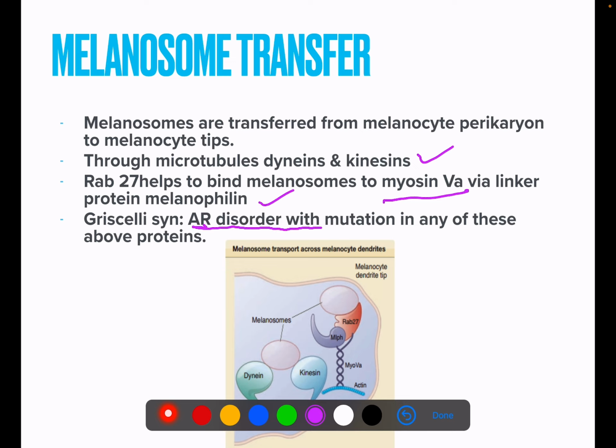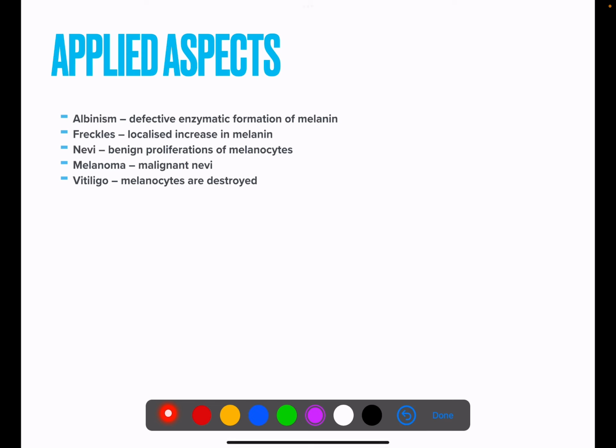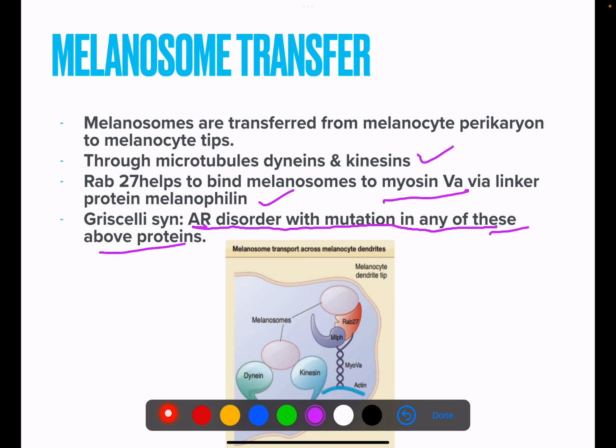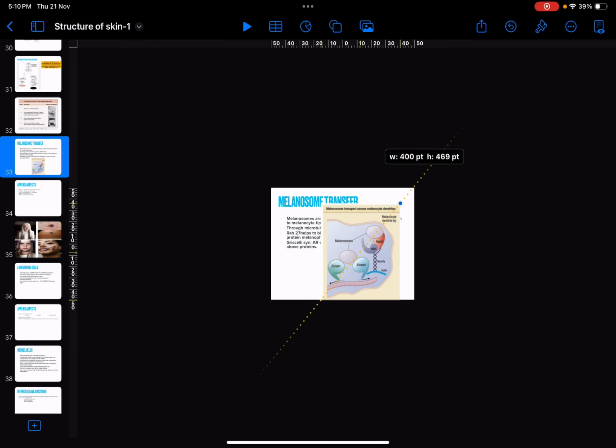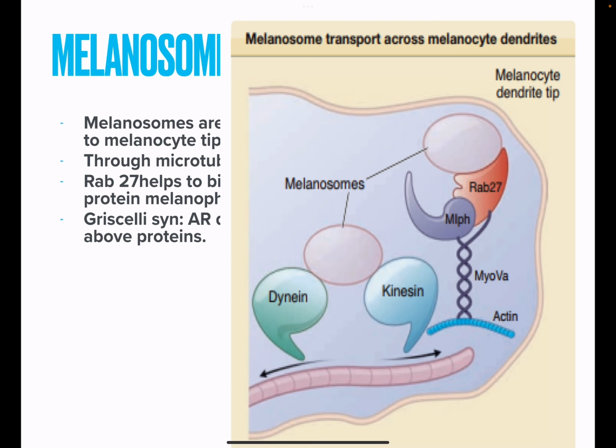Griscelli syndrome is an autosomal recessive disorder with mutation in any of these above proteins. So, for melanosome transmit across, we have dynein, kinesin, melanosome, RAB27, MLPH, MYO5A, actin.